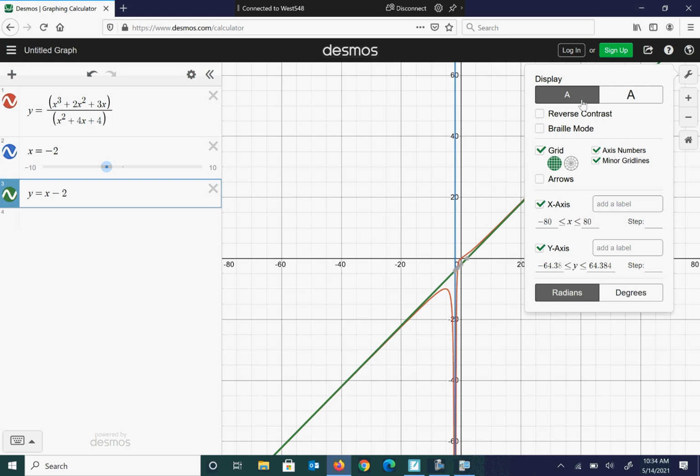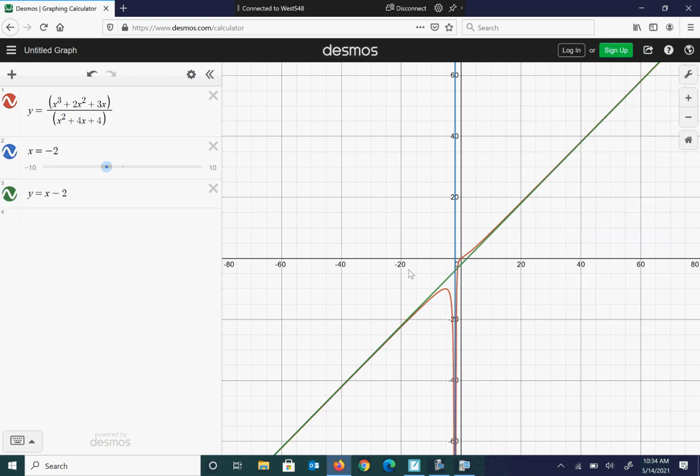Let's do this. That green line, as I'm going forever this way or forever this way, so forever to the right or forever to the left, my graph goes along the slant, oblique, or end behavior asymptote, whatever they're going to use. So this is the line that we approach as we go to negative infinity, or we approach as we go to positive infinity. Okay?